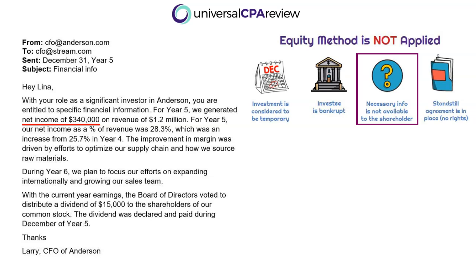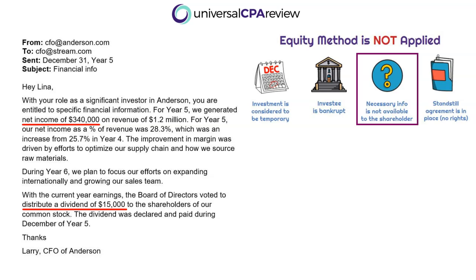All great information, but not necessary for the journal entries. But there is one more piece here. It says they distributed a dividend of $15,000 to the shareholders of common stock. Now remember, we treat dividends under the equity method as basically a liquidating dividend, so it's going to reduce our carrying amount. So we'll need to take our percentage share ownership in that as well.